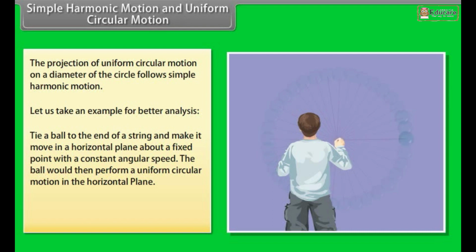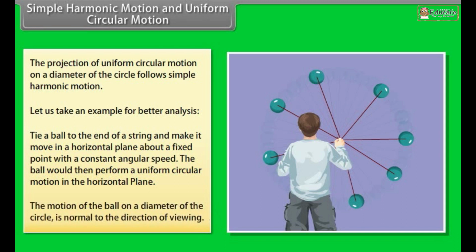Observe the ball sideways or from the front. Fixing your attention in the plane of motion, the ball will appear to execute to and fro motion along a horizontal line with the point of rotation as the midpoint. You could alternatively observe the shadow of the ball on a wall, which is perpendicular to the plane of the circle. In this process, what we are observing is the motion of the ball on a diameter of the circle normal to the direction of view.